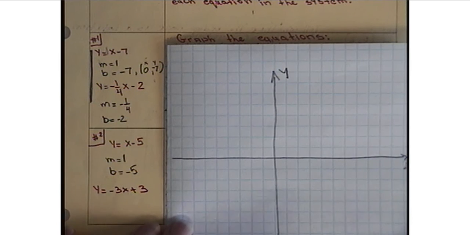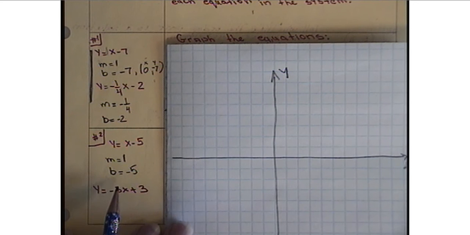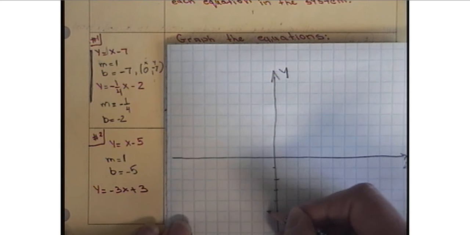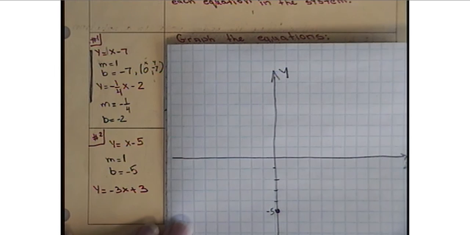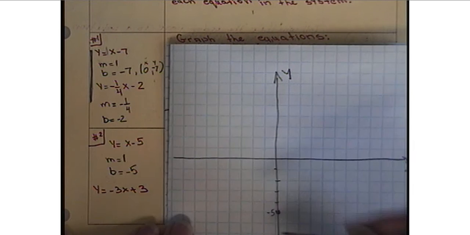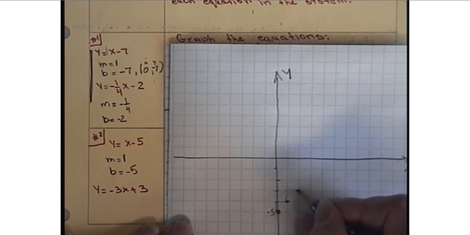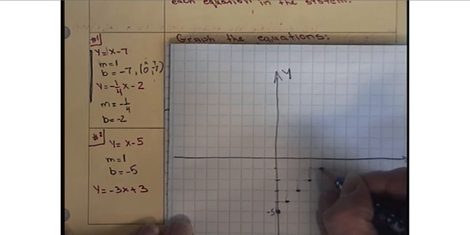And I will begin with my first equation. b -5 means 1, 2, 3, 4, 5. Here is -5. For b, or y-intercept, that will be the first point on the graph. And then we have another slope of 1 to apply. So 1 over 1, 1 over 1, 1 over 1.